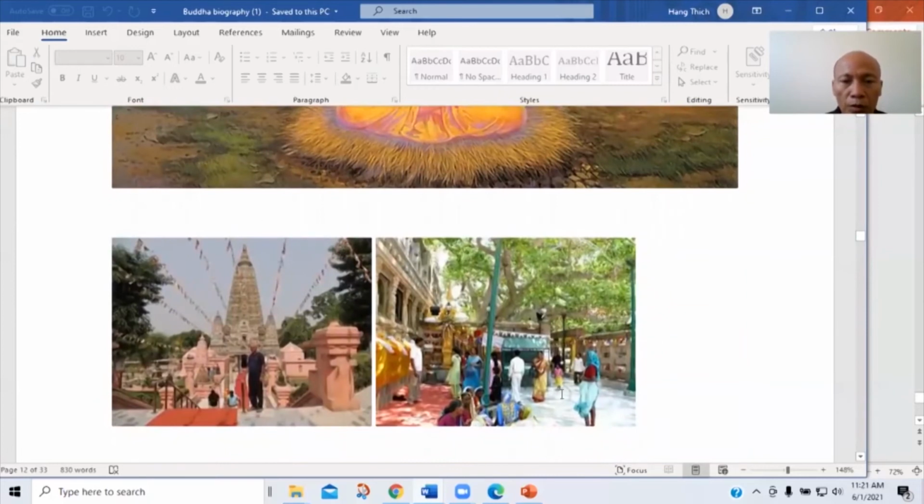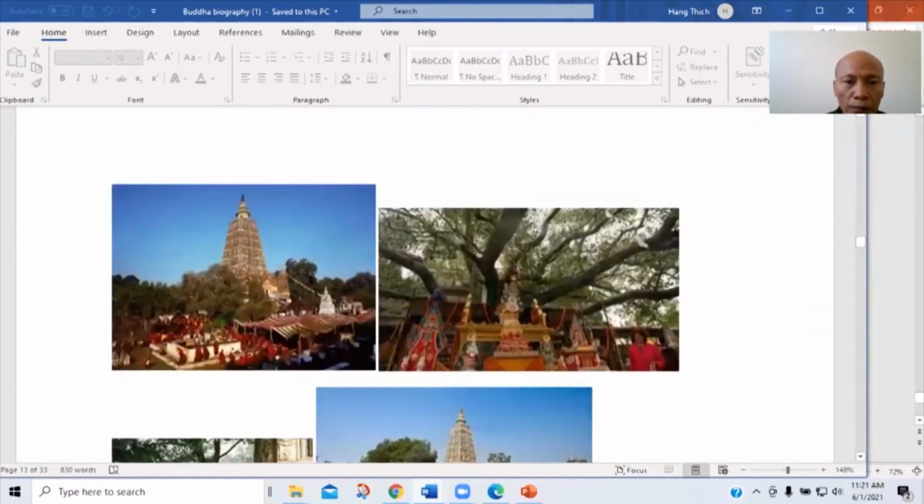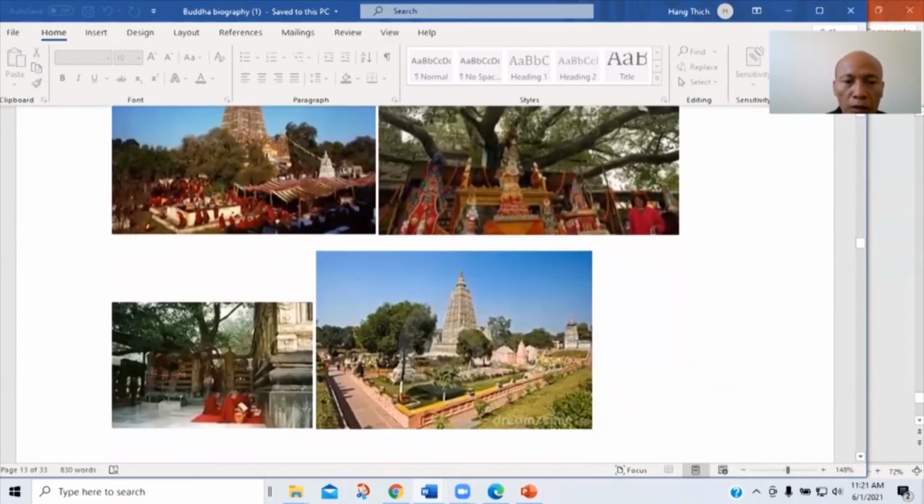So here is the place where he sat under the Bodhi tree to attain enlightenment. Later on, what we call the Maha Bodhi Stupa was built by King Ashoka to indicate where the Buddha attained enlightenment. Here's the red stupa, and here's the Bodhi tree where the Buddha sat to attain enlightenment. But actually, this is not the original tree. That's the third generation tree.